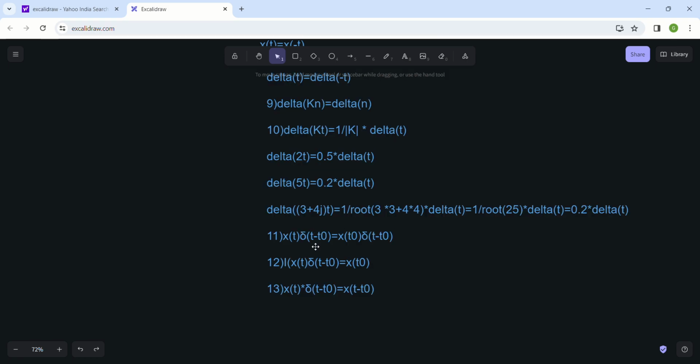x of t into delta of t minus t naught equals x of t naught into delta of t minus t naught. Integration of x of t into delta of t minus t naught will become x of t naught. x of t convolved with delta of t minus t naught will become x of t minus t naught. Okay, please be thorough with the formulas. I think these formulas are enough for today's class.